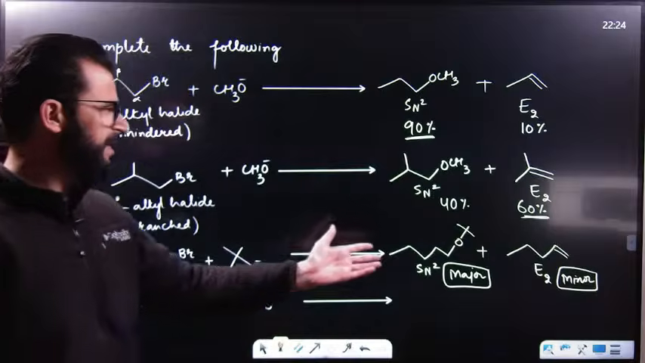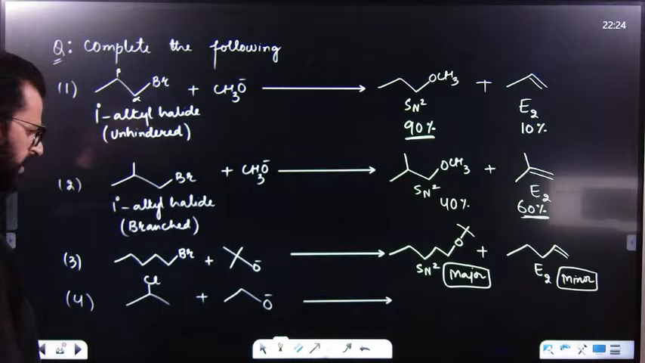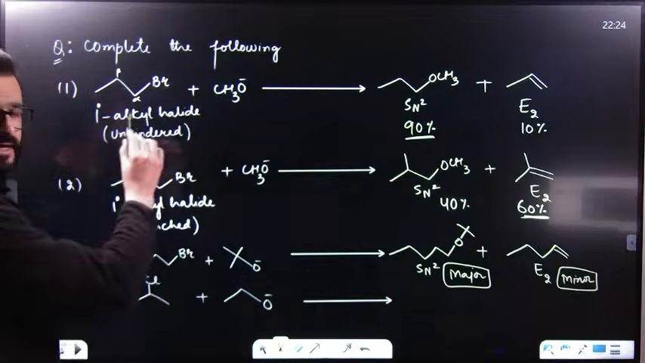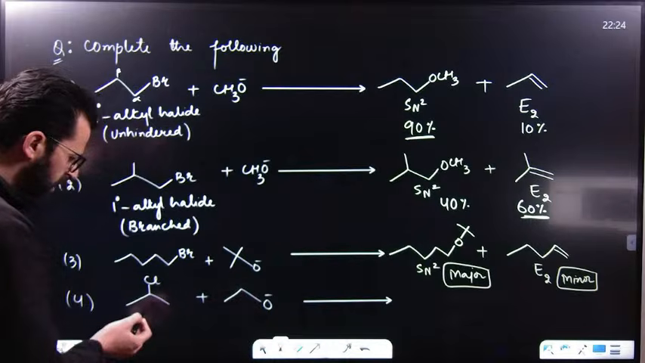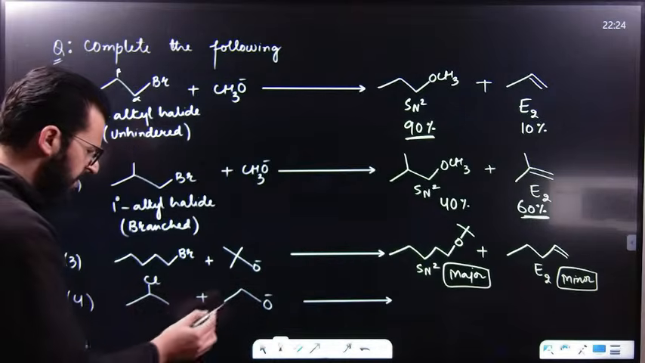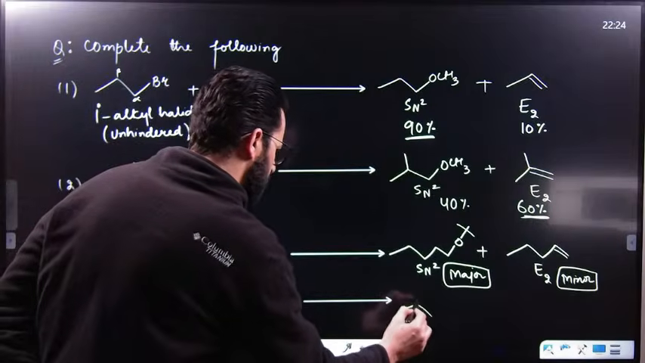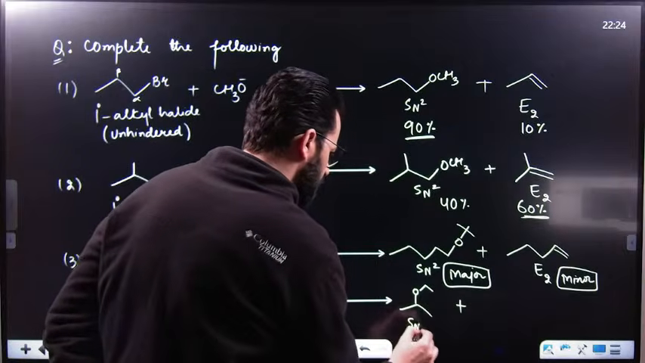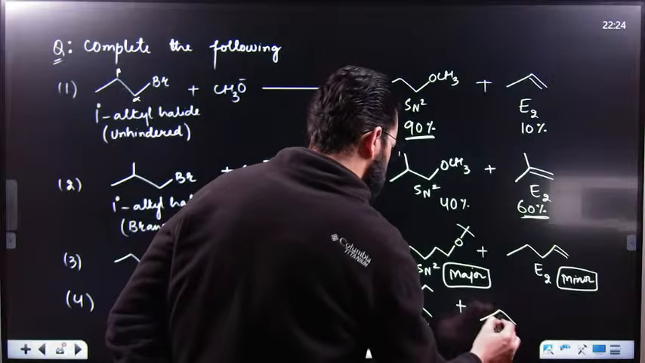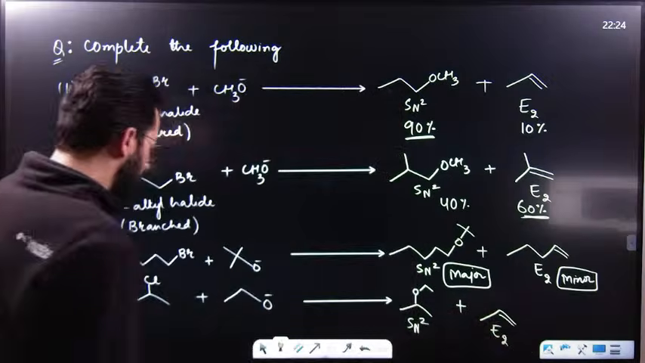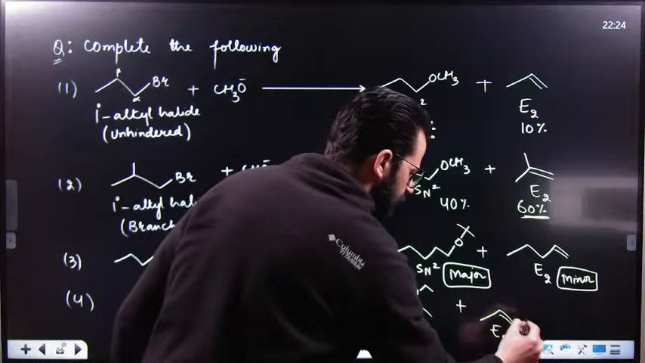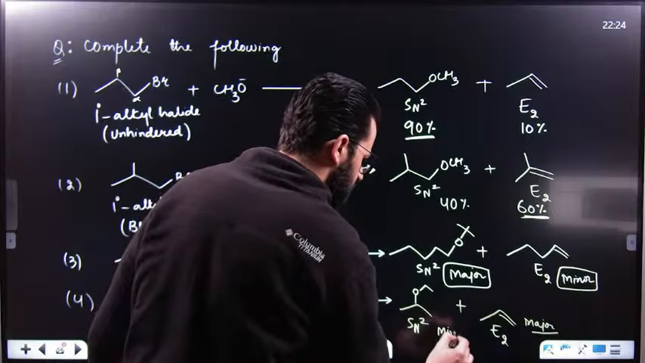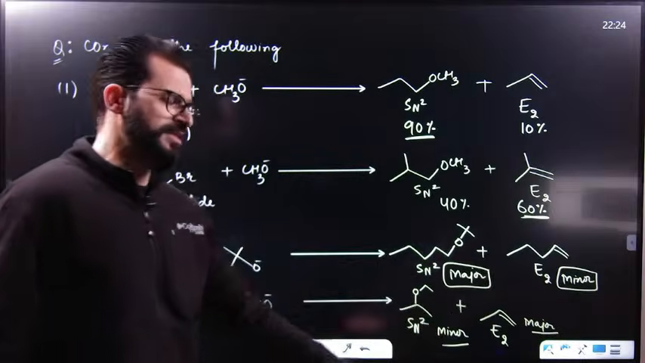Approximately this will become 85% and that will become 15%. Now have a look. When you have a strong reagent and a primary alkyl halide, that is one case. If you have a strong reagent and a secondary alkyl halide, it will act as a base as well as a nucleophile. As nucleophile it will be SN2, and as base it will be E2. Remember, at that time E2 will be favored, so E2 will be the major product and SN2 will be minor. Let's suppose this has 25% and that has 75%.